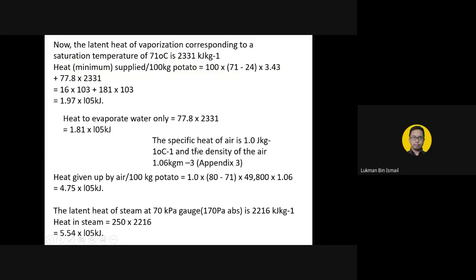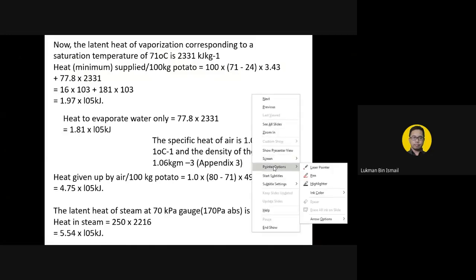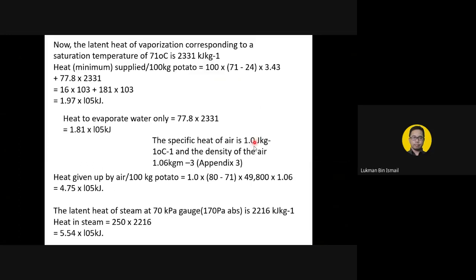The specific heat of air is given as 1 joule per kilogram per degree Celsius, and the density of air, rho, is 1.06 kilogram per meter cubed. This can be obtained from Appendix 3.